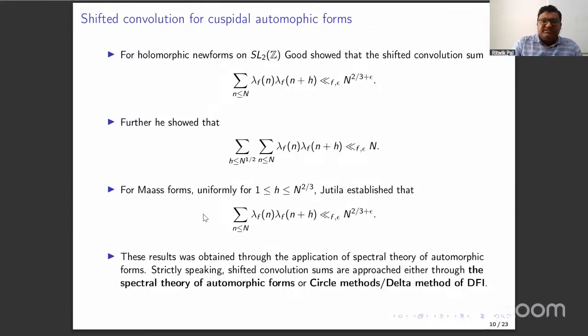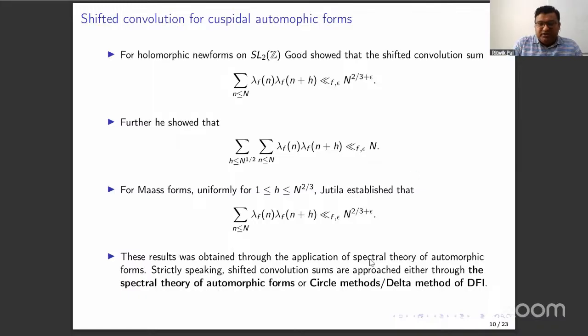And all these results apply the spectral theory of automorphic forms. So, frankly speaking, the shifted convolution sum of automorphic forms takes one of two different routes. Either it takes the spectral theory of automorphic forms route, or it takes the circle method route. There are various circle methods. Or, recently, it takes the delta method approach, which is basically an alternative of the circle method. It's kind of a circle method, but not exactly. It is due to Duke, Friedlander, and Iwaniec, DFI.